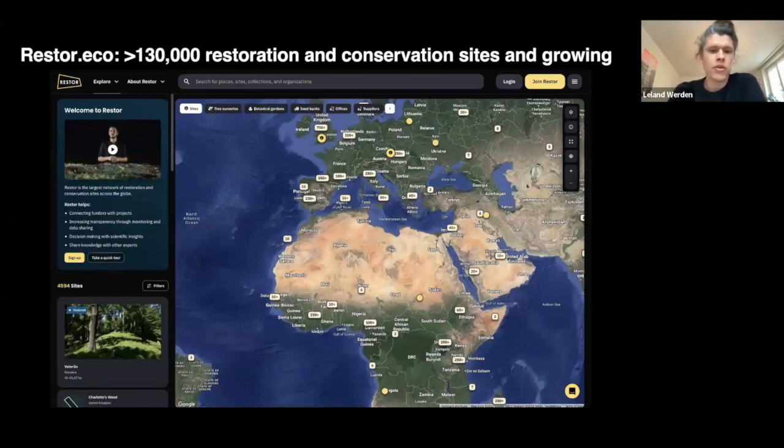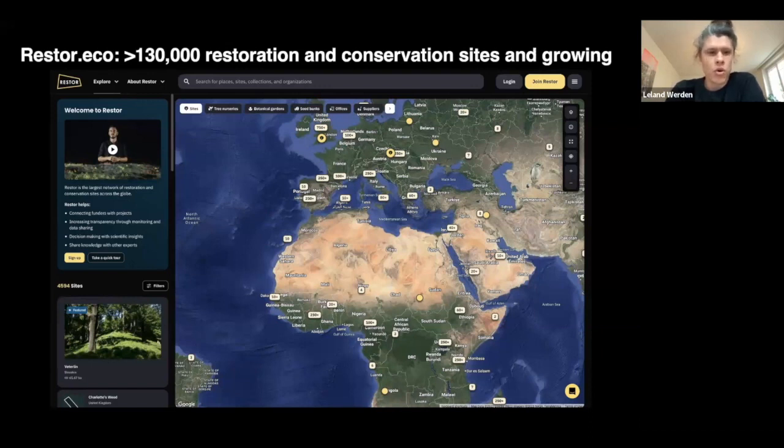And one tool that I wanted to mention, and I'll come back to this a bit more at the end of the talk about how you can potentially get involved, is Restore. Restore is an open platform. It's hosted at restore.eco. What it was initially created to do was to map conservation and restoration projects around the world, help them have transparency about the work that they're doing, and also help them to network, so to connect with other projects in their area.